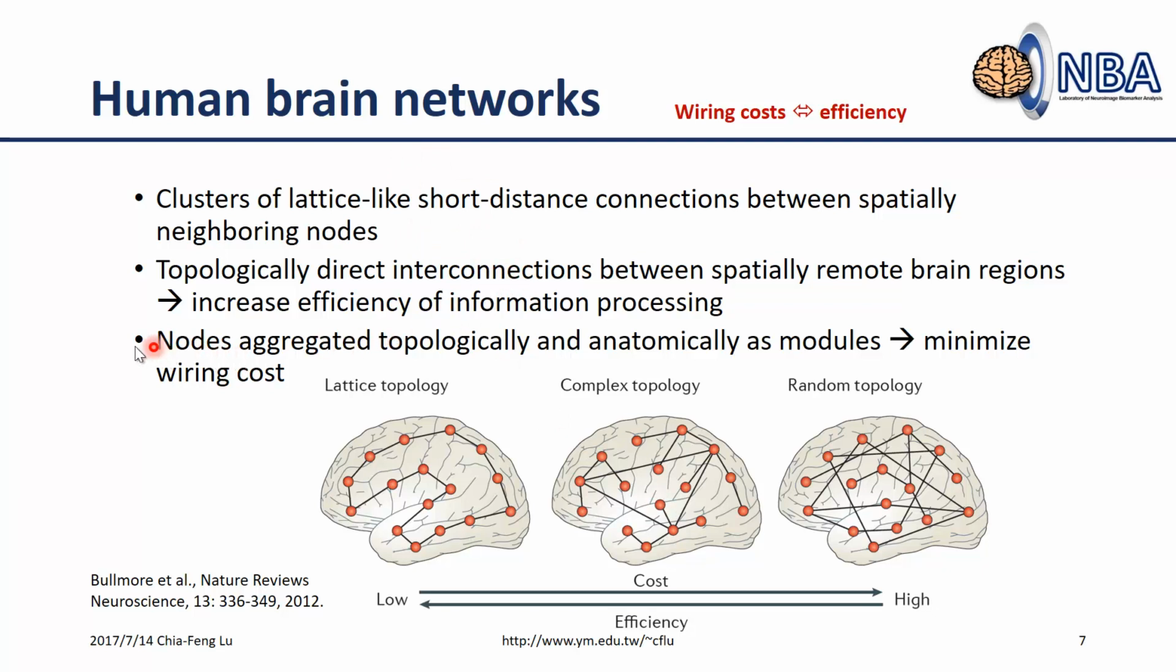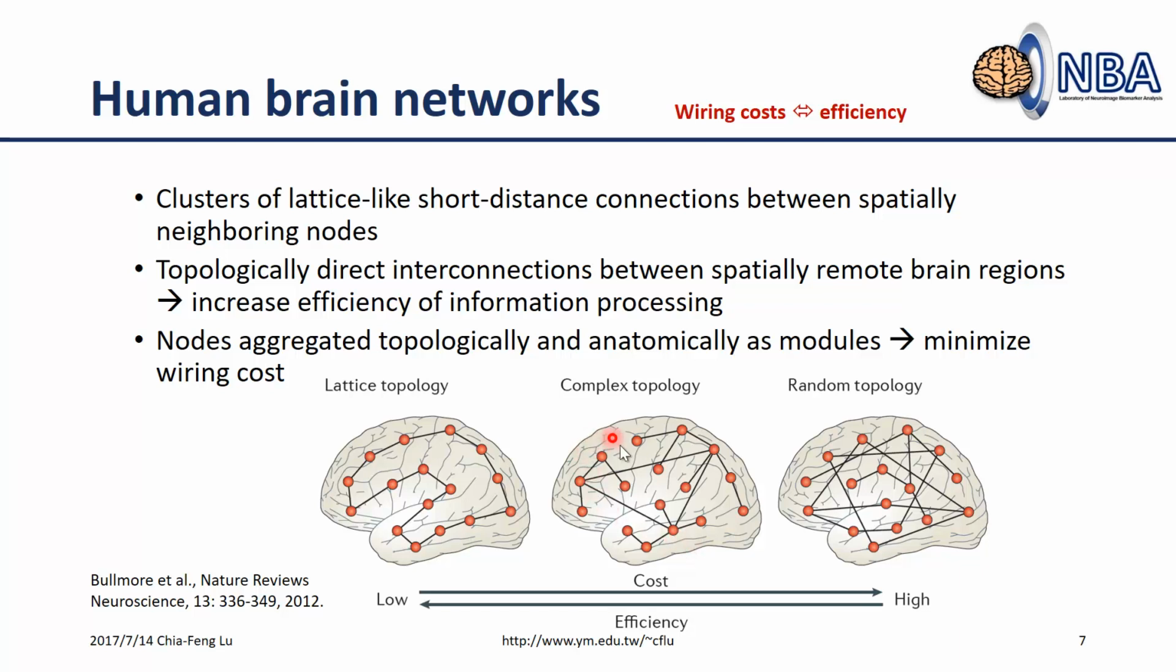But anyway, the most important sentence is this one: nodes aggregated topologically and anatomically as a module. Sometimes we say a module is some kind of cluster. Now you can say, okay, I can see there is a cluster right here, and then there may be another cluster right here, and this is another cluster. However, not only can you form this kind of cluster.